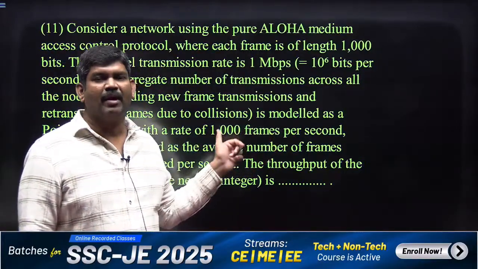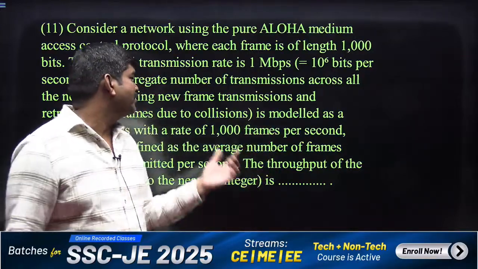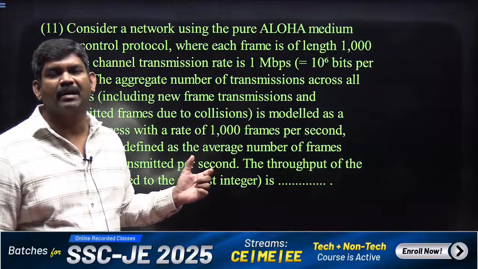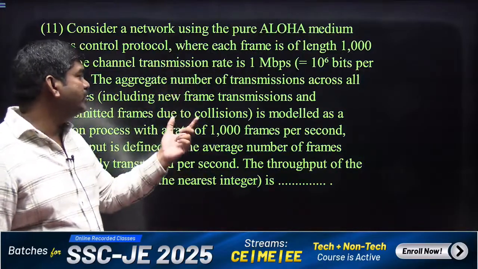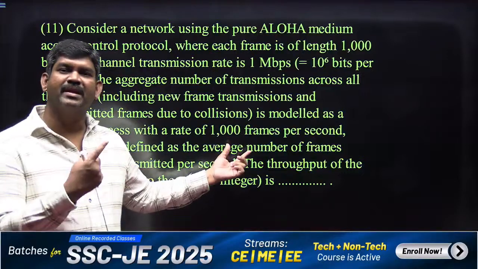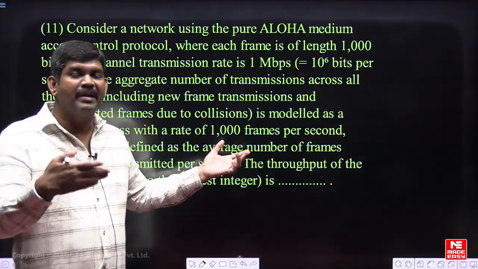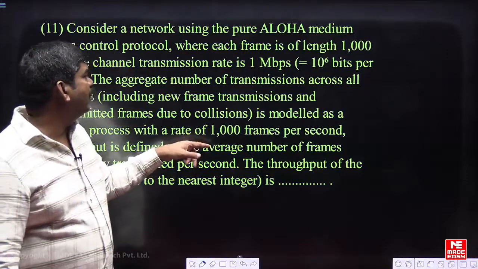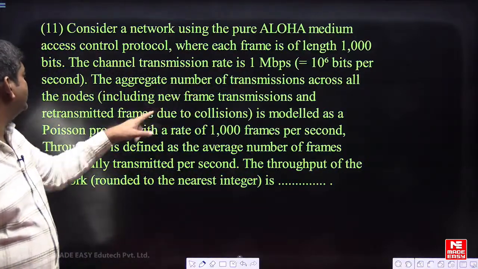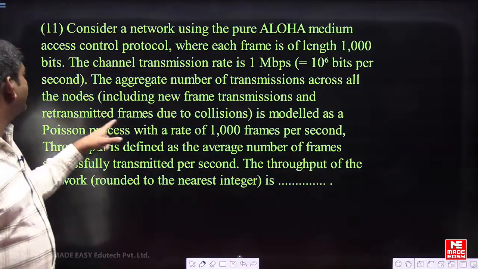That means this Poisson process is telling us that in a given time of 1 second, a total of 1000 frames are transmitted. And you see the beauty of this question: they have mentioned that in 1 second, 1000 frames. These 1000 frames are the successful frames actually. How can we say successful? The meaning is that it includes both the new frame transmissions and the retransmitted frames.